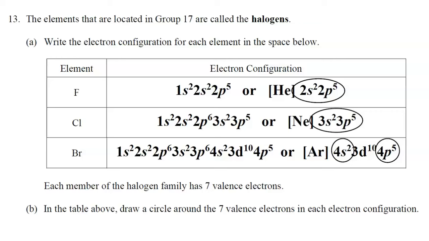So for fluorine, I circled 2s2 and 2p5. And for chlorine, I circled 3s2 and 3p5. Now for bromine, I only drew a circle around 4s2 and 4p5. I did not include the 3d10 electrons because we're only considering the electrons in the highest energy level for that element. And since level 4 is higher than level 3, I did not include those 10 electrons. So each of these elements, fluorine, chlorine, and bromine, has a total of 7 valence electrons.